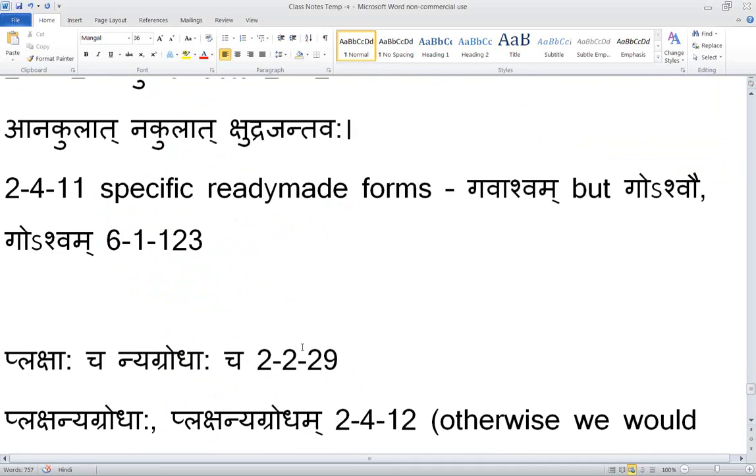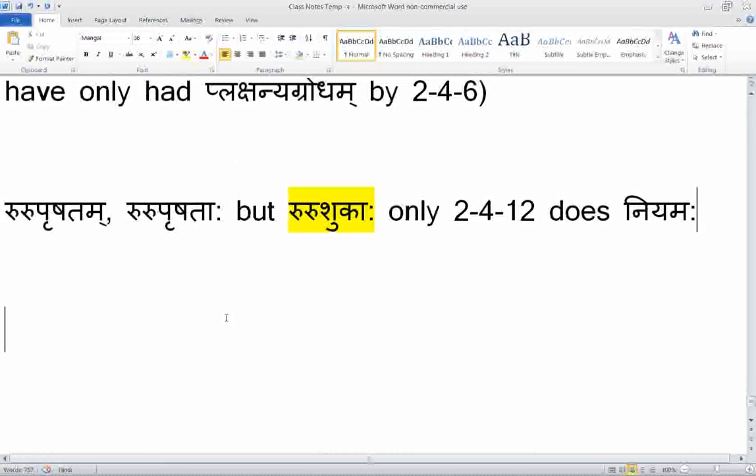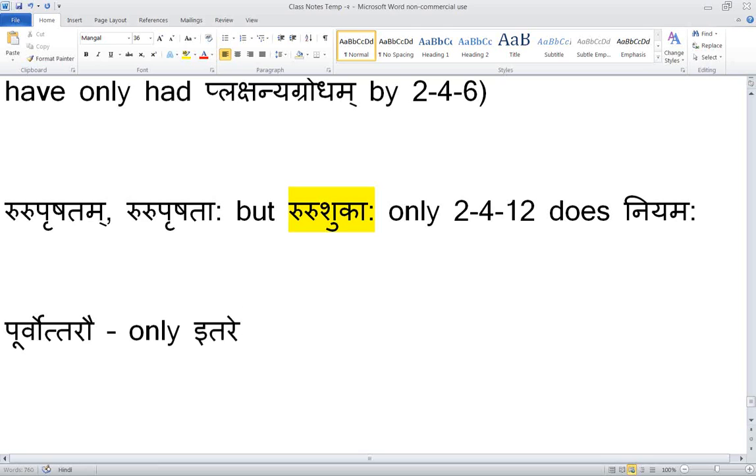So if you make it purva uttara, it becomes purvottarau only. So same thing here: purva only with apara will have vibhasha. Purvottarau will only come in itaretara yoga, only in this itaretara yoga.